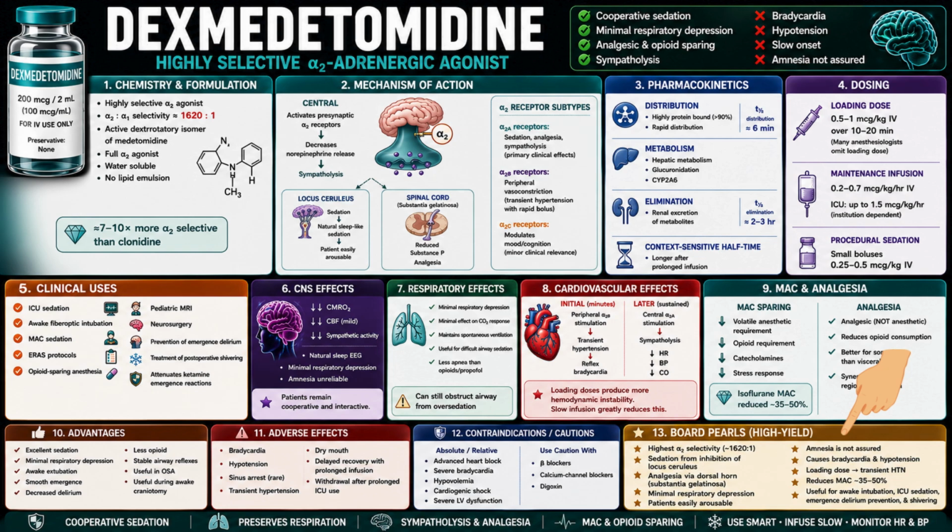18. The clinical mantra. Cooperative sedation, preserves respiration, sympatholysis and analgesia, MAC and opioid sparing. Use smart. Infuse slow. Monitor HR and BP. Dexmedetomidine, a drug that provides analgesia without opioids, that preserves the airway and the respiratory drive, that allows you to extubate a patient who is still sedated and trust that they will keep breathing. Use it thoughtfully. Respect the bradycardia.